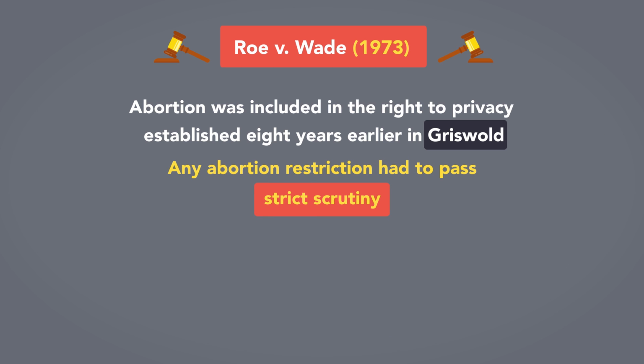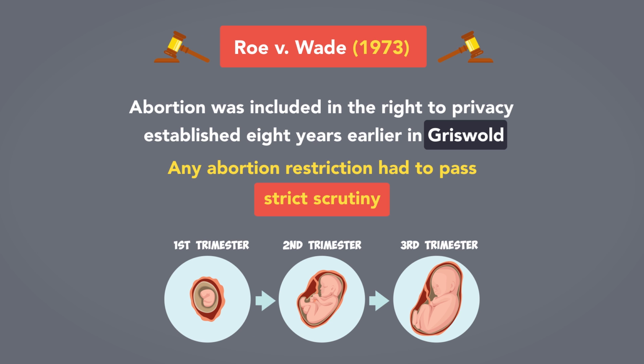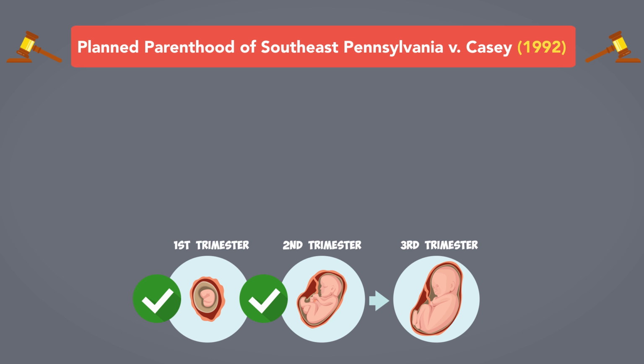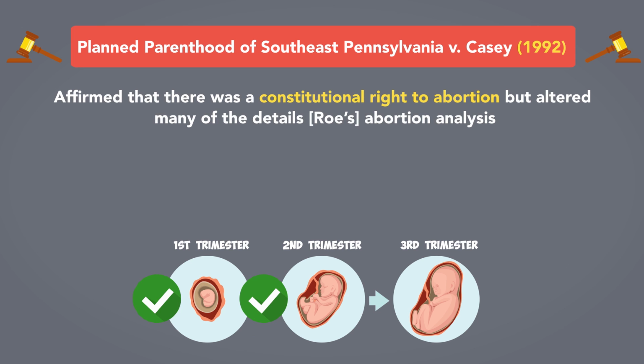The court divided its analysis into a trimester framework, but the right to abortion was protected in the first 2 trimesters of pregnancy. In the 1992 case Planned Parenthood of Southeast Pennsylvania v. Casey, the Supreme Court affirmed what it described as the central holding of Roe, that there was a constitutional right to abortion, but altered many of the details of its abortion analysis.